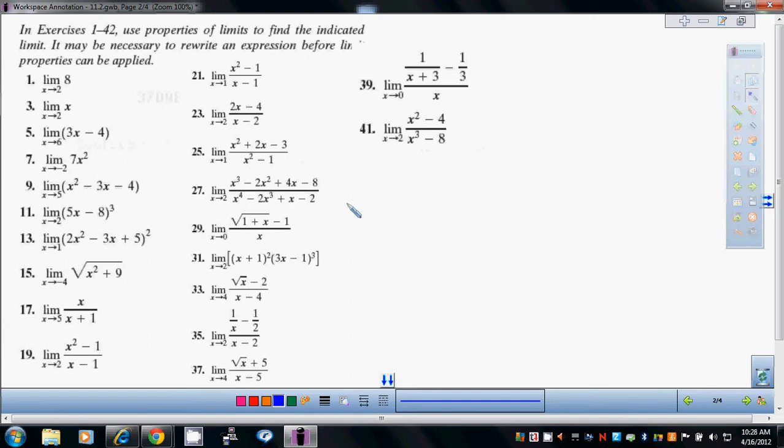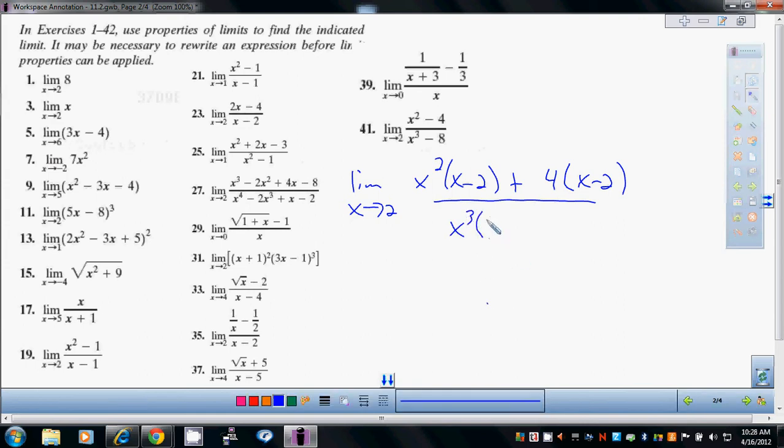Does anybody want to see 27? Okay, I'll show 27 both ways. First, if you chose to factor by grouping, the top would be x squared times x minus 2 plus 4 times x minus 2. And the bottom would be x cubed times x minus 2 plus just regular x minus 2. That's if you chose to factor by grouping. Then you could plug 2 into that, and you would get 4 plus 4 is 8 over 8 plus 1, so 9. So the answer to 27 would be 8/9.